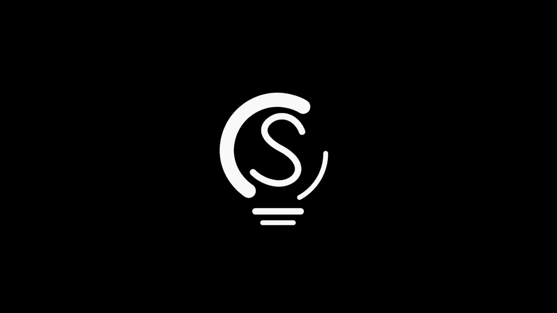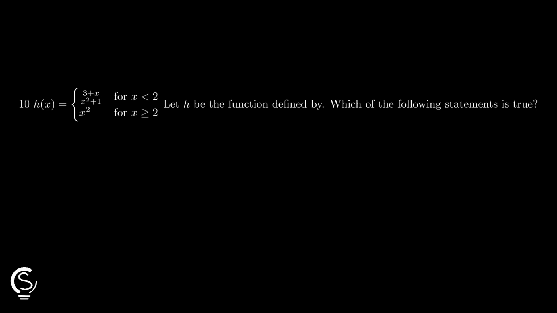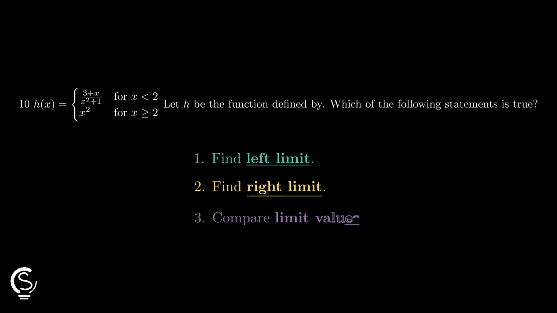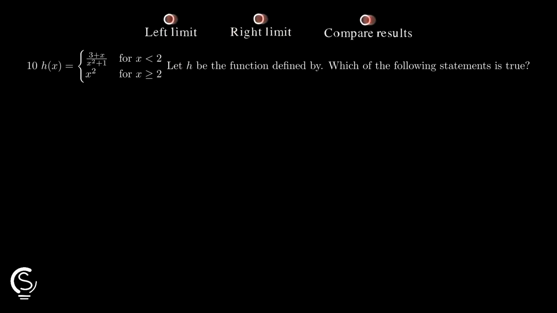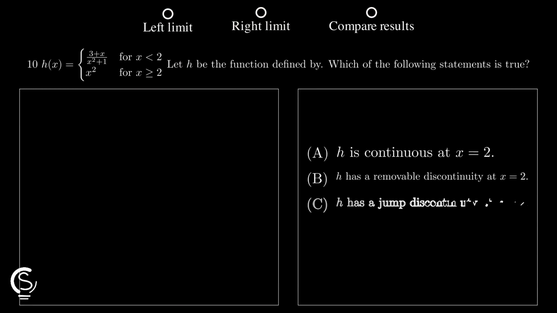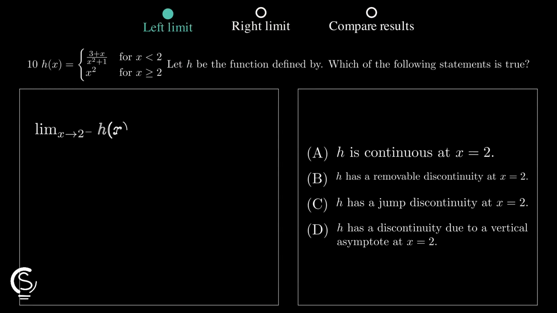Let's level up. Calculus problems involving limits at a point can be solved quickly by checking the behavior of the function from both sides to identify the specific discontinuity. First, evaluate the limit as x approaches 2 from the left using the first piece of the function. Plugging in 2 gives 5 divided by 5, which equals exactly 1.